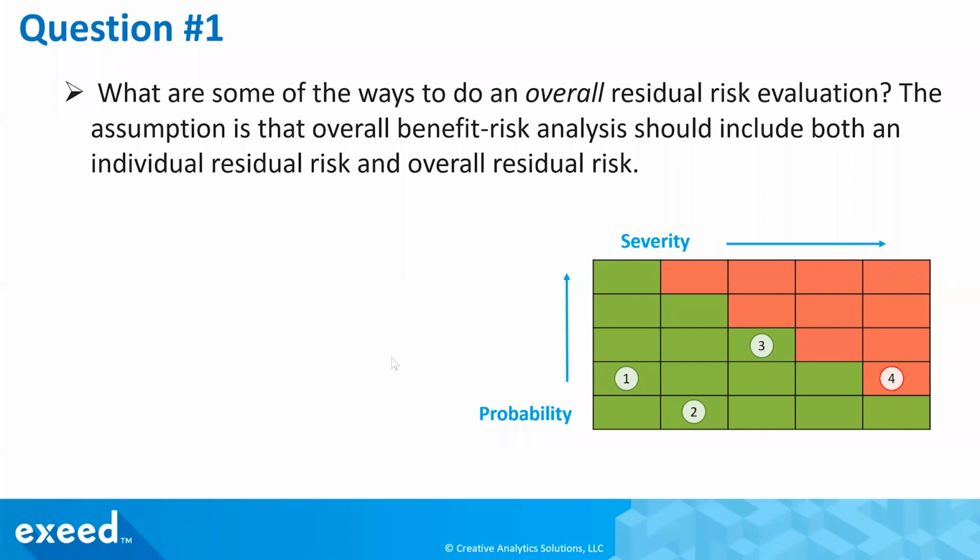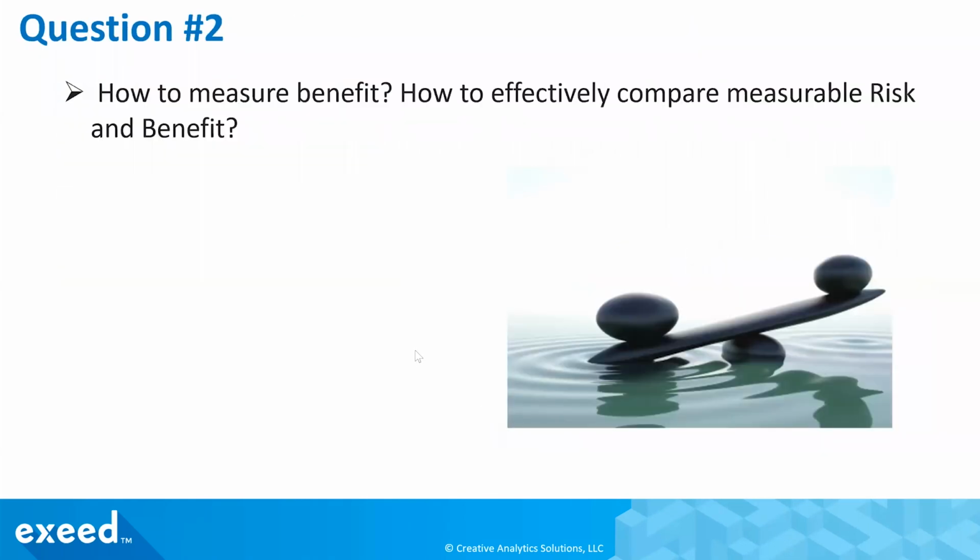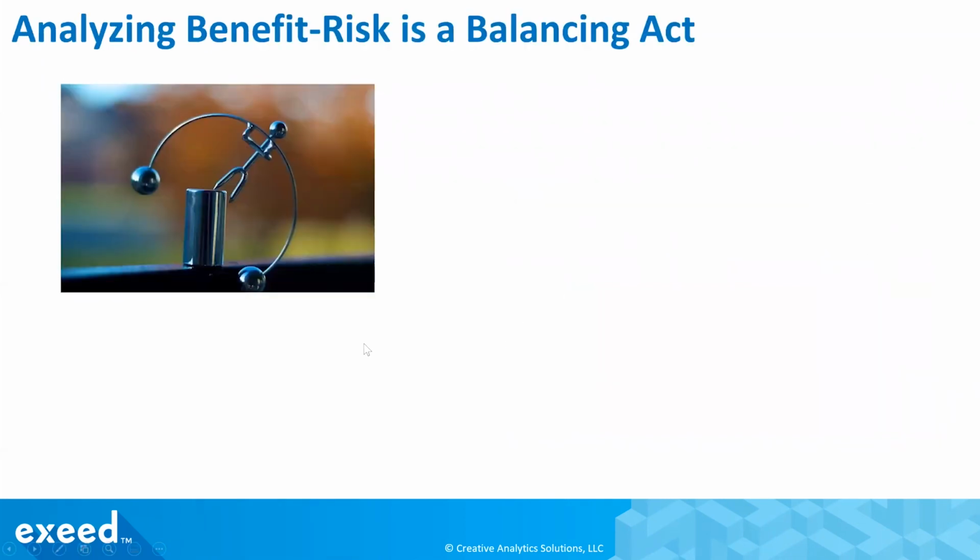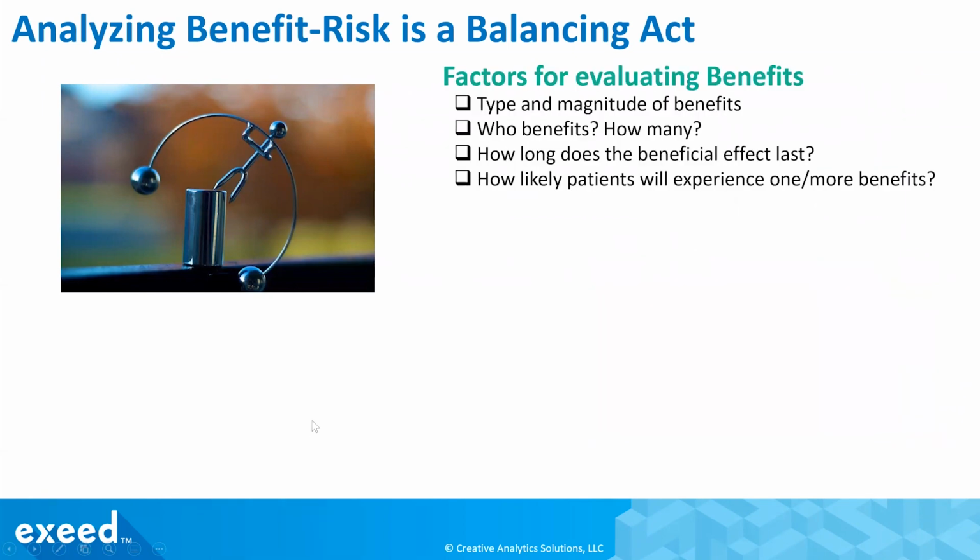So we will talk more, but I want to show you the next point of discussion here: how do we go from individual residual risk to overall? This is in the context of the second question that was posted. How to measure benefit, how to effectively compare measurable risk and benefit. Now we're going to talk about overall. It's a balancing act. I'm going to introduce a few concepts which really come from FDA guidances. You may consider different factors for evaluation, and they're also mentioned in ISO TR 24971 to a large extent.